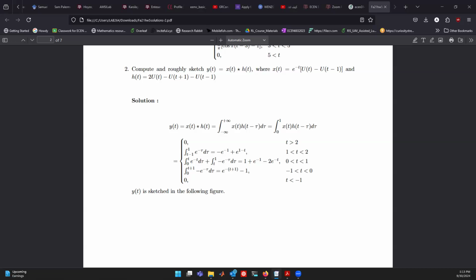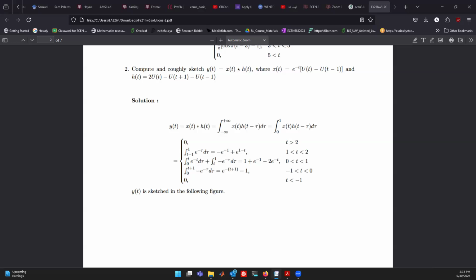Let's write all of these integrals together. So y(t) will have multiple different regions. The first one is when t is larger than 2, and there will be no overlapping between x(t) and the shifted and reversed impulse response.